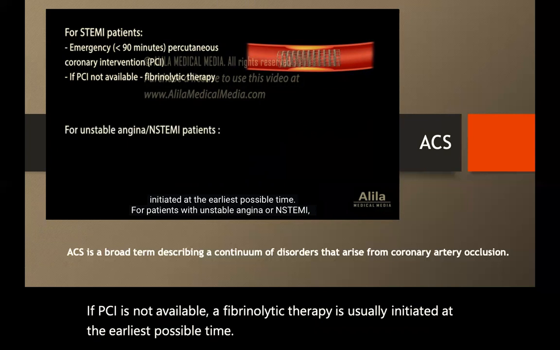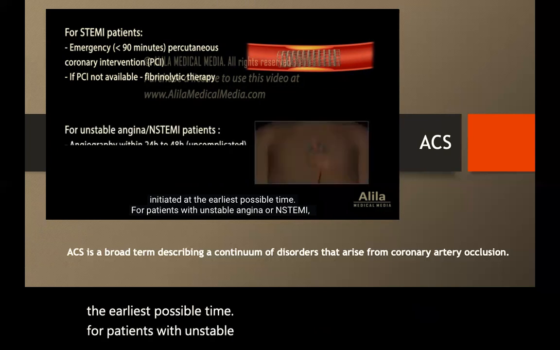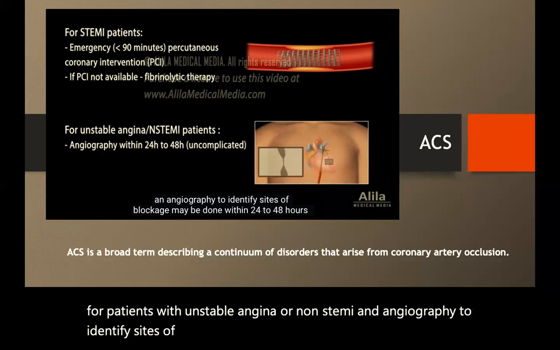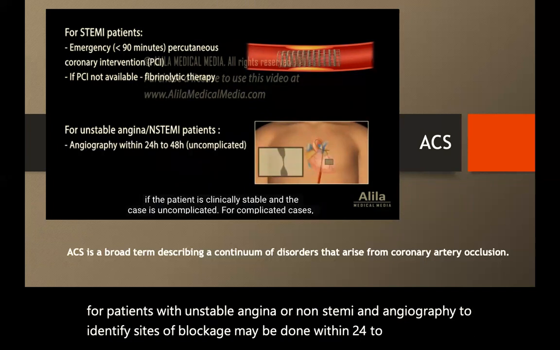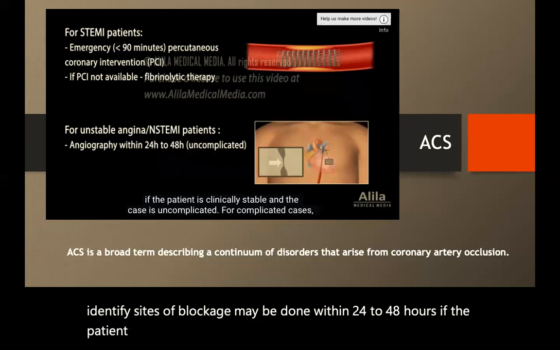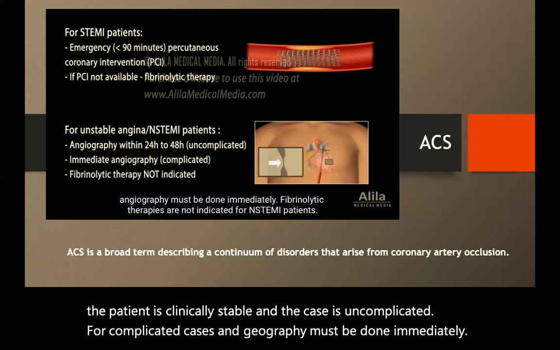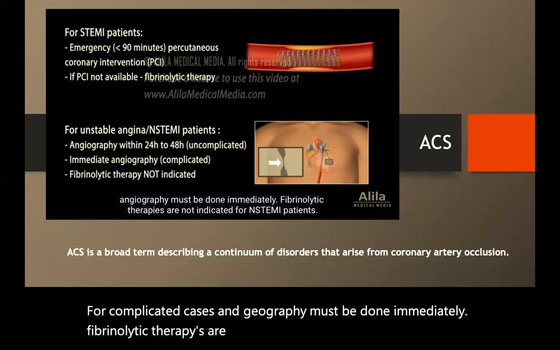For patients with unstable angina or non-STEMI, an angiography to identify sites of blockage may be done within 24 to 48 hours if the patient is clinically stable and the case is uncomplicated. For complicated cases, angiography must be done immediately. Fibrinolytic therapies are not indicated for non-STEMI patients.